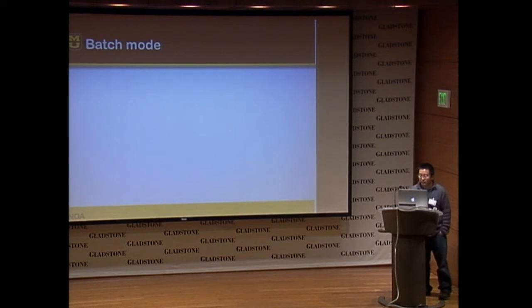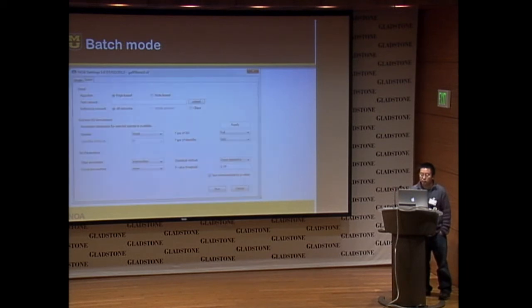Besides this function for processing the single network, we also create a new function we call batch mode. It can handle multiple networks at the same time. For example, if you have time series data, or you generate a bunch of networks for the different tissues or different time points, instead of processing them one by one, you can have a chance to process all of them together.